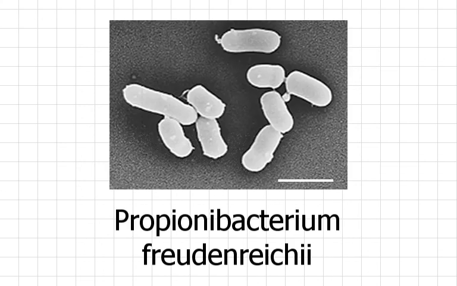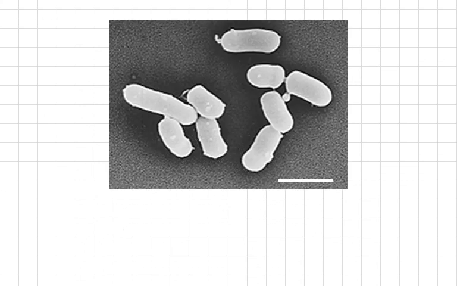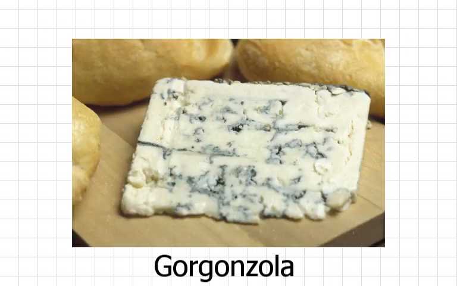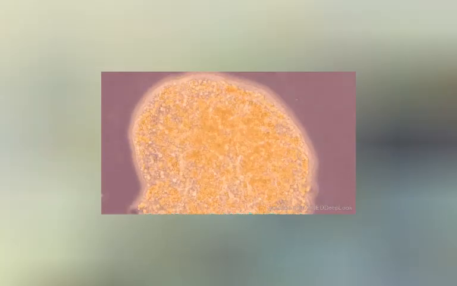It is important to note that different strains of bacteria make different kinds of cheese. Like how Propionibacterium freudenreichii, a species of bacteria that emits carbon dioxide, is what gives Swiss cheese its holes. Some cheeses, like Gorgonzola, utilize our last kind of microorganism, mold.